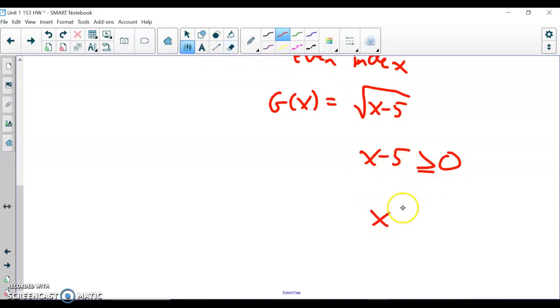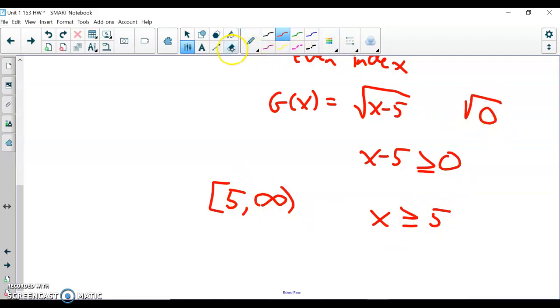If you solve here, just add the 5 to the other side. If x minus 5 is going to be non-negative, then x itself has to be greater than or equal to 5. So we would say the domain for this is any value of x that is 5 or larger. Notice I put the bracket around 5 because in this case we're including 5. You can take the square root of 0. 0 times 0 is 0.